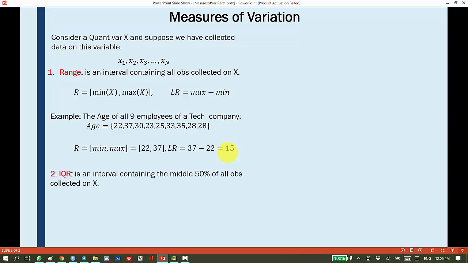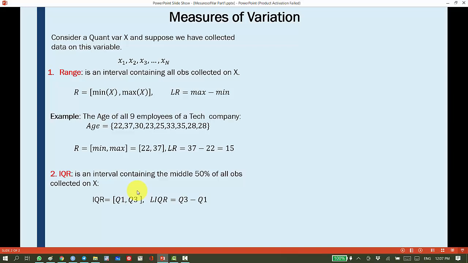The second measure of variation is interquantile range. Interquantile range is actually again an interval containing the middle 50% of all observations collected on the variable x. What do we mean by the middle 50%? That is, the interval is starting from quantile 1 and ends at quantile 3. Of course, we can calculate the length of interquantile range, which is Q3 minus Q1.